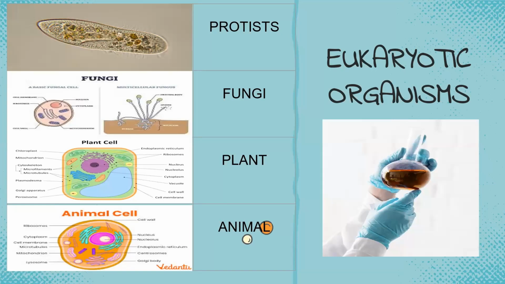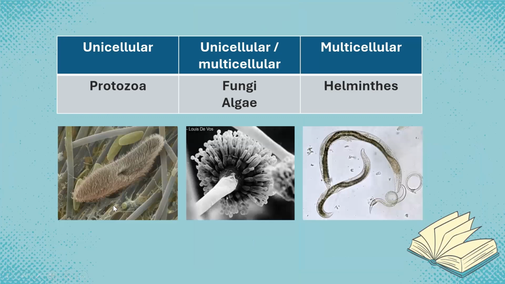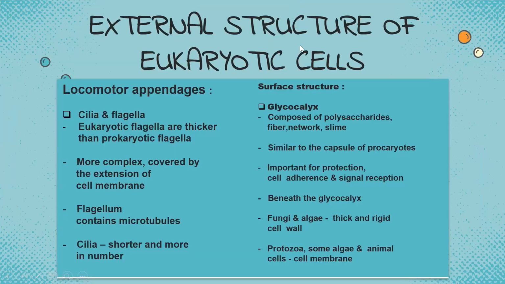Eukaryotic organisms include protists, fungi, plants, and animals. So these are the examples: unicellular, like protozoa; for fungi and algae, they are either unicellular or multicellular. Helminths are of the multicellular type.